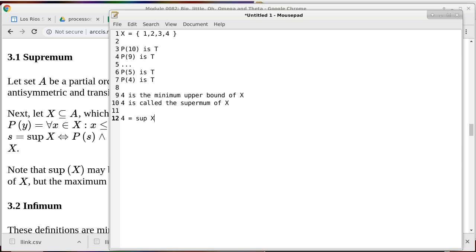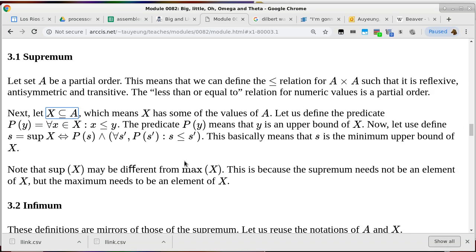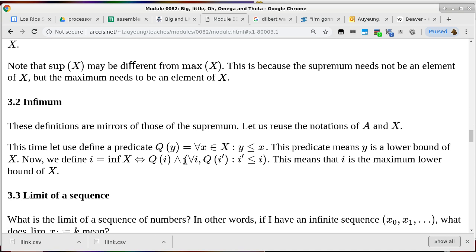All right. So now the next thing is going to be the infimum. When you look at the definition of infimum, it's basically the opposite. So when you look at the predicate Q, Q is the opposite of P. If P is the upper bound of a set X, Q is saying it is the lower bound of a particular set X. Is that okay?